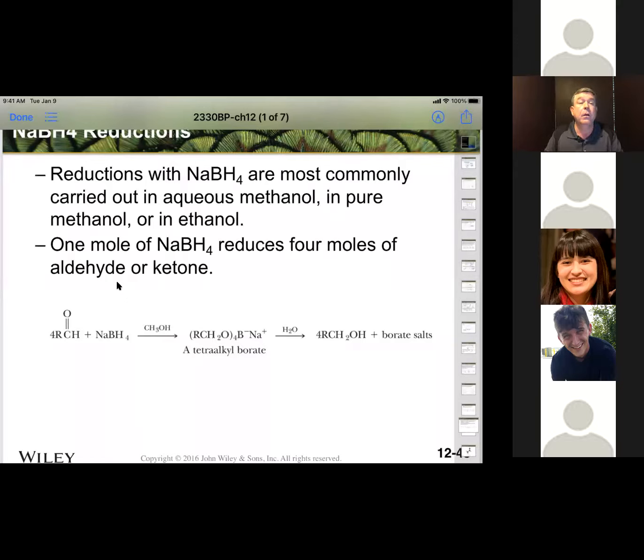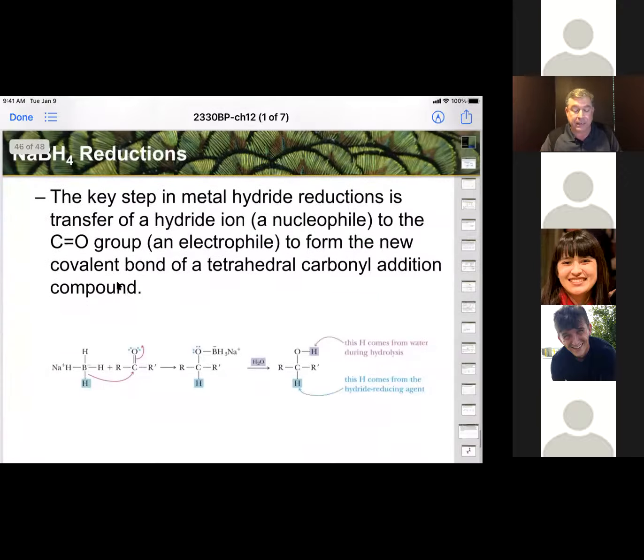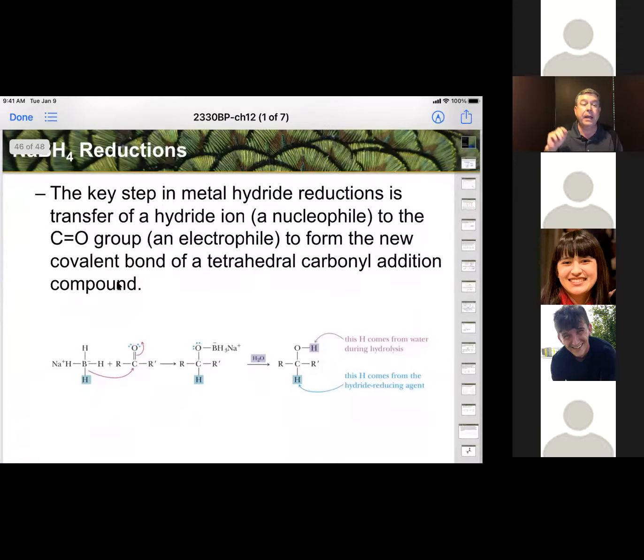Note, you have 4 of those hydrides on the sodium borohydride, and each one of them can act as a nucleophile. So you can actually reduce 4 equivalents of an aldehyde or a ketone with 1 equivalent of sodium borohydride. So however many hydrides you have is how many times it can react. Okay, so the key step here is that hydride acts as a nucleophile. Okay, so let's look at that.